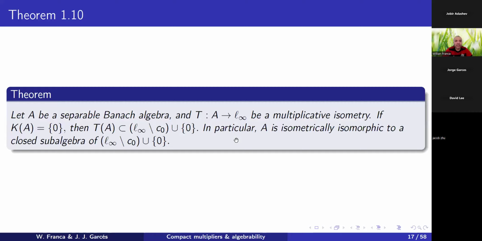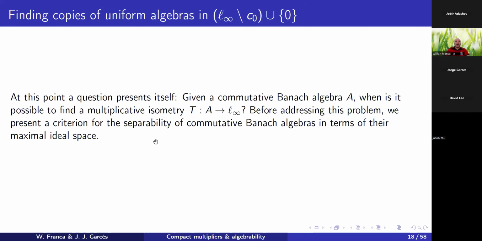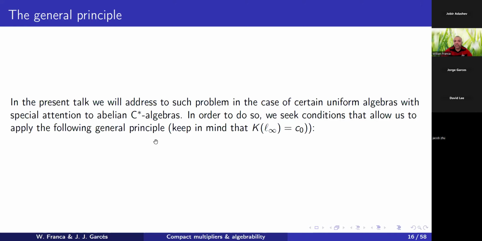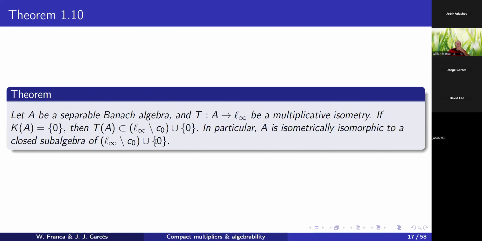If A is a separable Banach algebra and T from A to L infinity is a multiplicative isometry, if the set of compact elements of A is restricted to 0, so the image is contained exactly in the complement of C0 union 0. So in particular, A is isometrically isomorphic to a closed subalgebra of such a set. Now what we're going to do in the sequel is find scenarios where we could apply this general principle, which is exactly the one presented in the theorem.